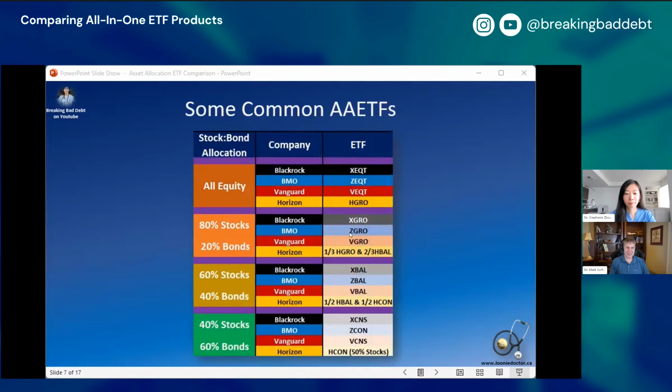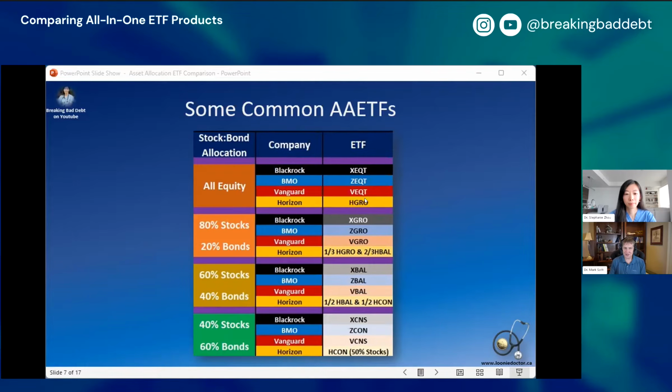So just to unpack that a little bit more, what you do is you pick your asset allocation that would be suitable for you based on your risk tolerance, which we talked about in the previous episode. And then you could select whichever flavor of asset allocation ETF most matches that. So BlackRock, BMO, Vanguard, or Horizon, they all have a 100% equity version. The conventional ETFs, which would be BlackRock, Bank of Montreal, and Vanguard, have an 80-20, 60-40, and 40-60 version.